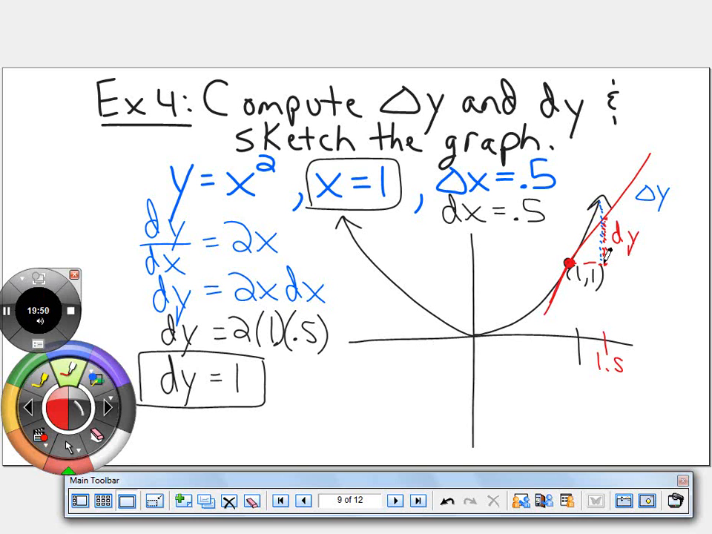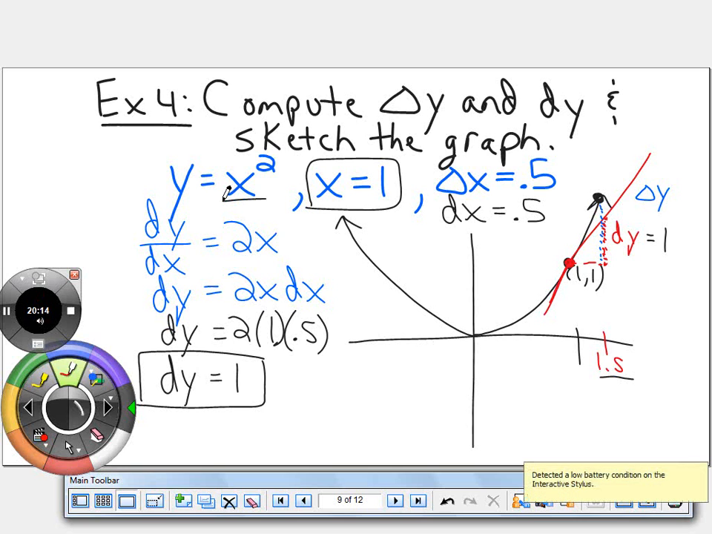So we found out that the dy is equal to 1, but there's actually a little bit more of a difference in the curve. The curve goes up a little bit more. So if you wanted to figure out exactly how much that is, I think the easiest way to do it is maybe to plug in 1.5, because you're right here at 1.5. Go ahead and plug in 1.5 into the curve. So let's figure out what that would be.